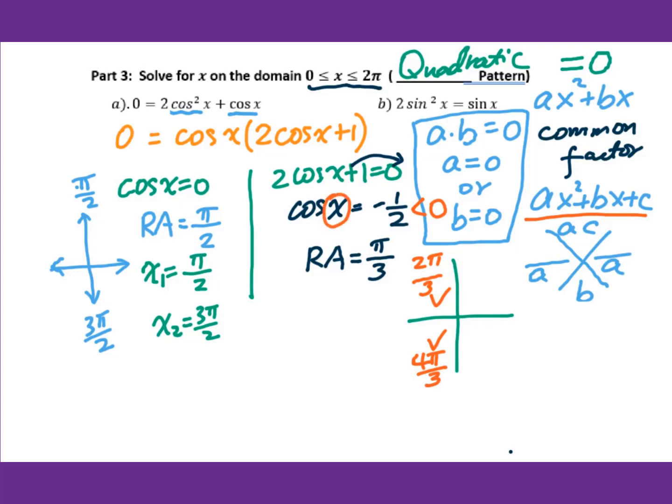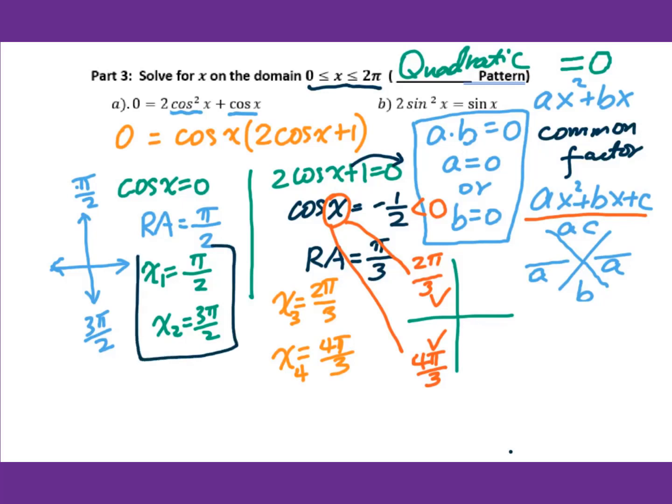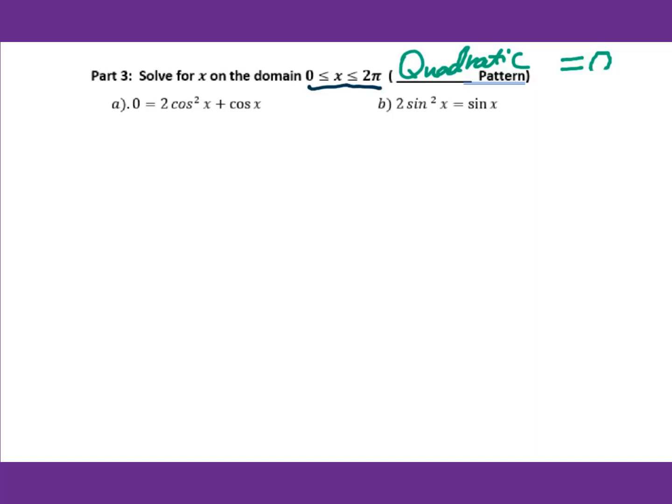The angle for cosine is x. So I can write down x equals 2 pi over 3 and also x equals 4 pi over 3. Label them x3 and x4. So for A, we have 4 solutions. Now let's go to B.